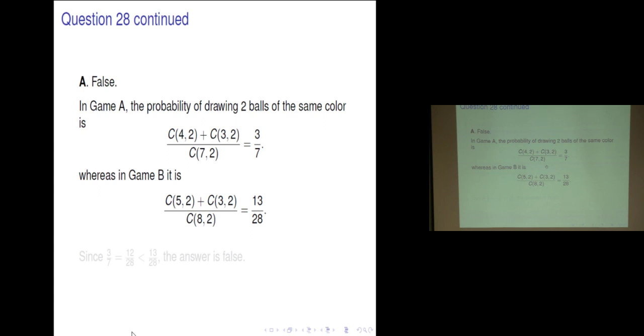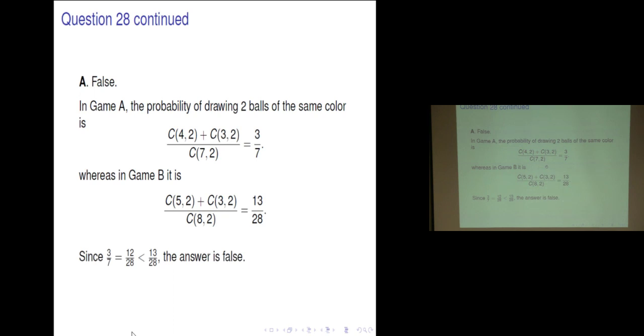Okay. Now, do the same calculation as in B. You have a total of 8 balls, and 5 of them are red and 3 of them are blue. So you do the same calculation, and you get 13 over 28. Now, which one is bigger? So B is bigger, right?